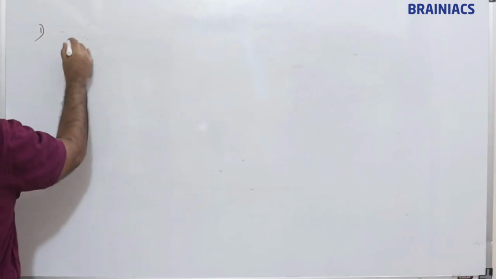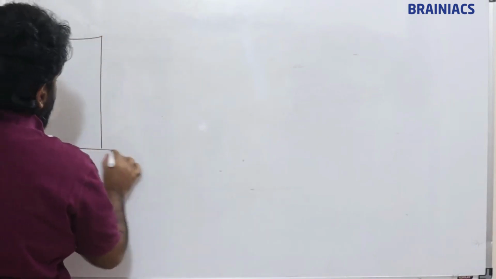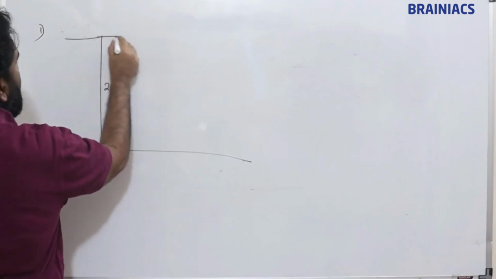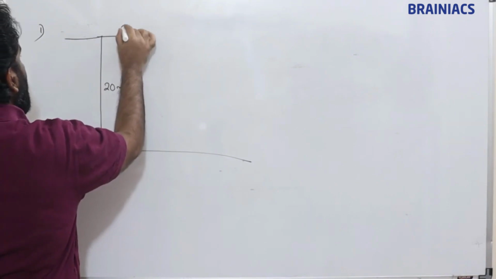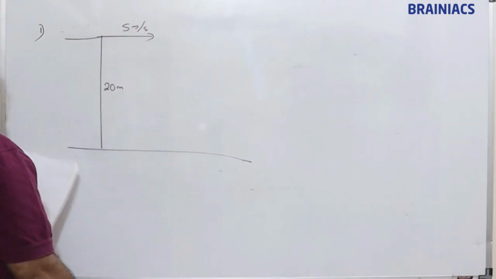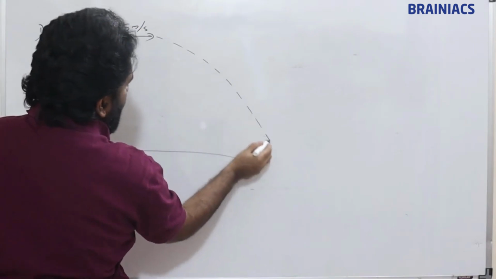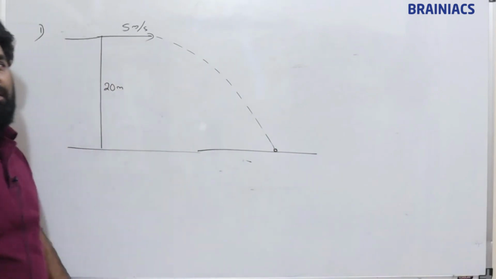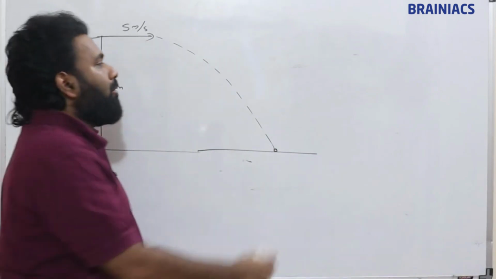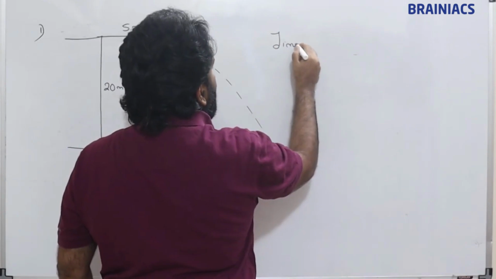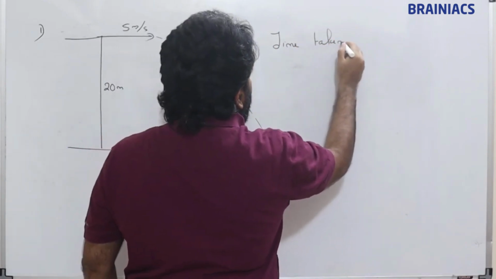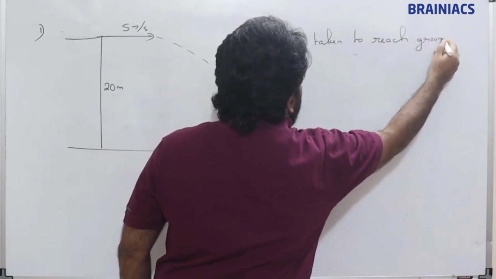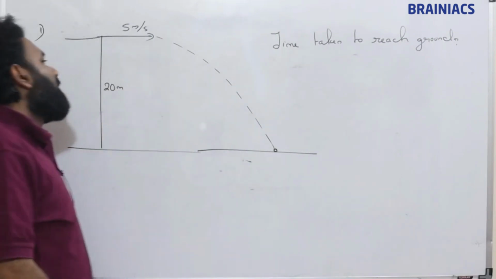So one problem. The height of this tower is 20 meters. It is projected with a velocity of 5 meters per second, and it will reach the ground like this. This is the situation. Now what we need to find is the time taken to reach the ground. How do we find it?